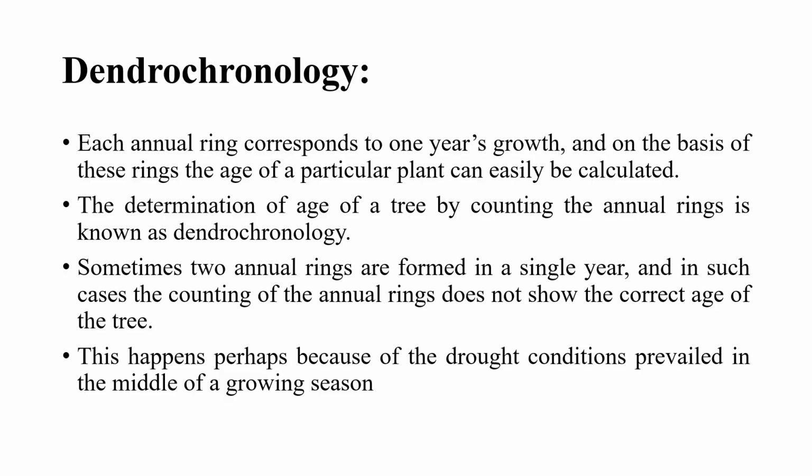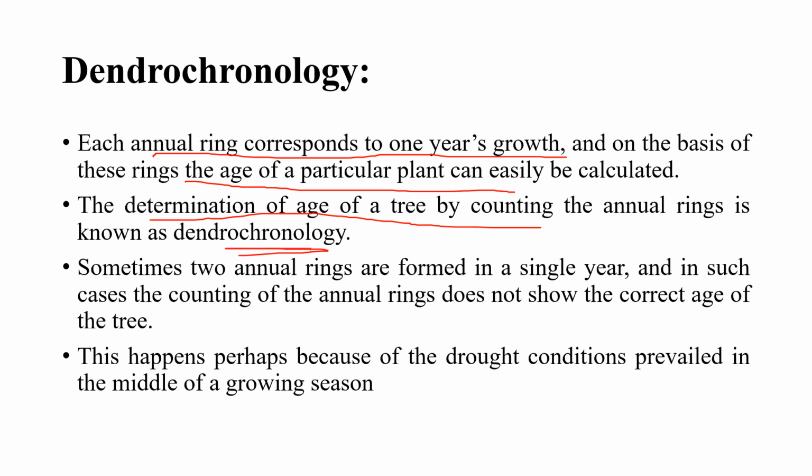Then dendrochronology. What is dendrochronology? Each annual ring corresponds to 1 year of growth. On the basis of this ring, the age of a particular plant can be calculated easily. So the determination of the age of a tree by counting the annual rings is known as dendrochronology.